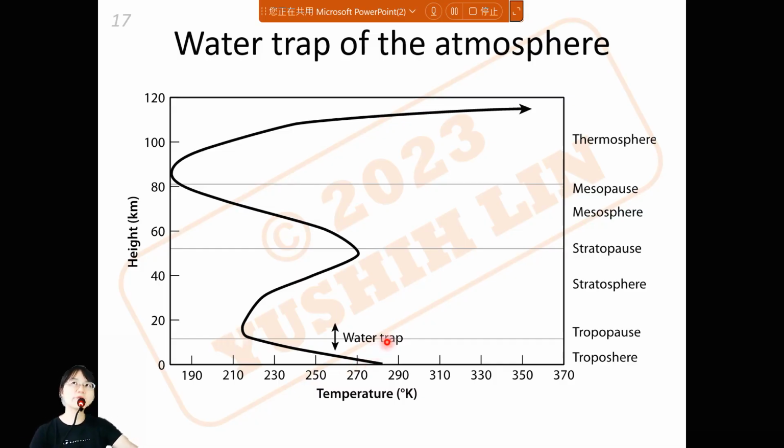273 is around 0 degrees Celsius. So the temperature here is actually below the freezing point. Therefore, water will become crystal at this point. And when this happens, it's less likely for the water to escape into space. That's the reason why the authors of our textbook think this is a water trap.